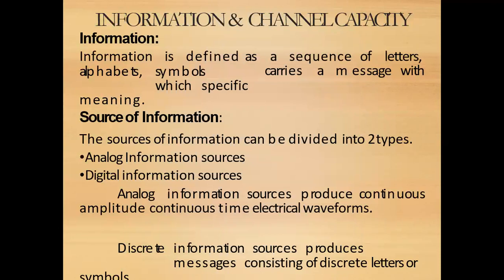Coming to the other topic of today, that is information and channel capacity. Actually, what is meant by information? Information is defined as a sequence of letters or symbols which carry a message signal with a specific meaning. Coming to sources of information, we have two types: analog information sources and digital information sources. Analog information sources contain all continuous signals. Discrete information sources consist of discrete letters or symbols.